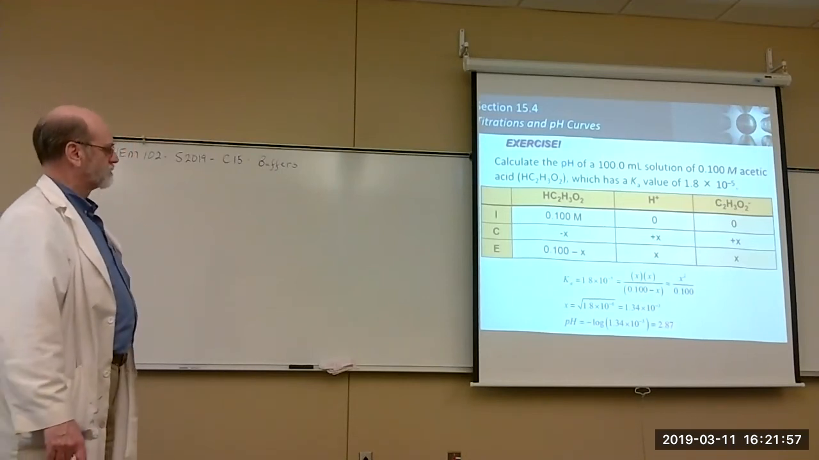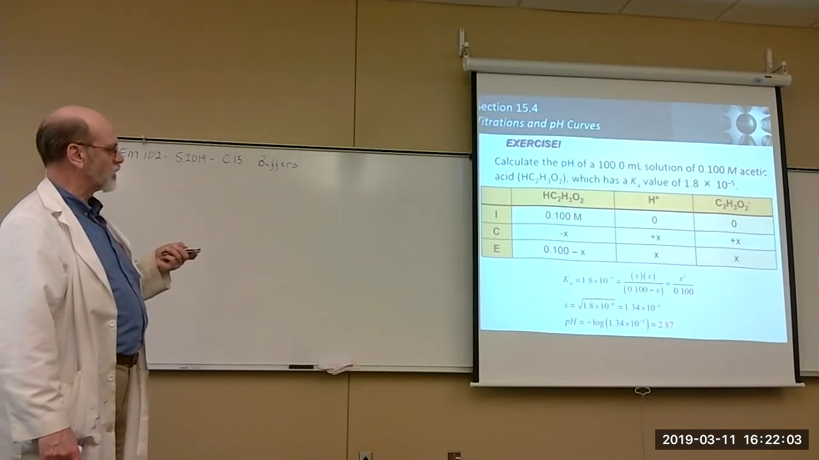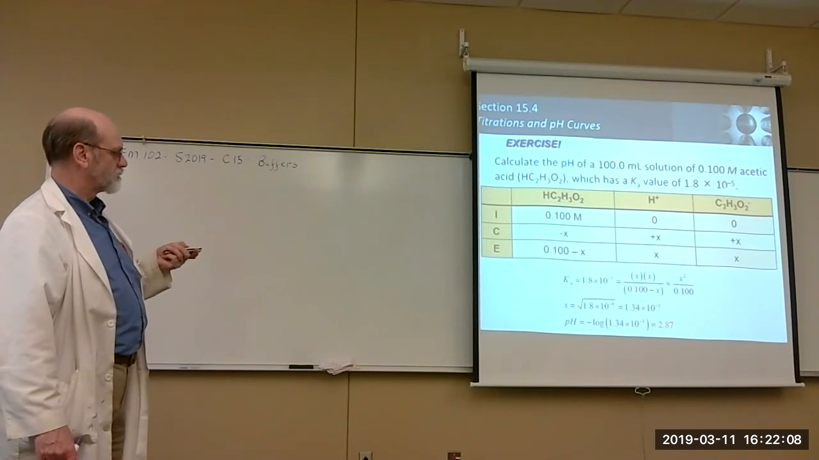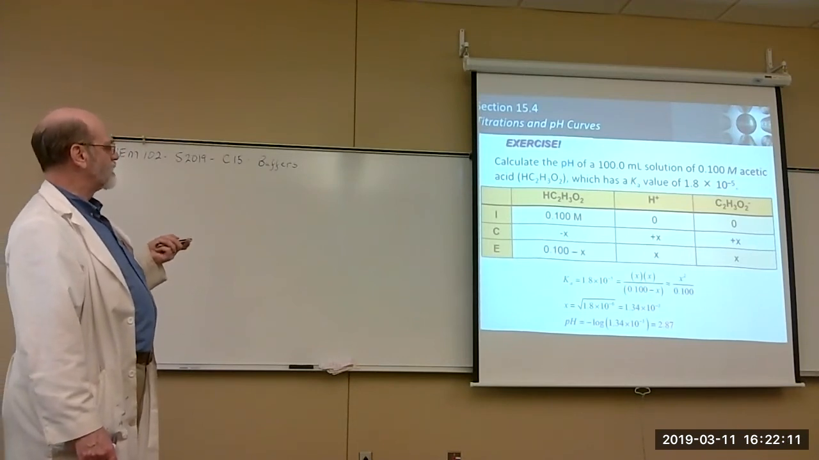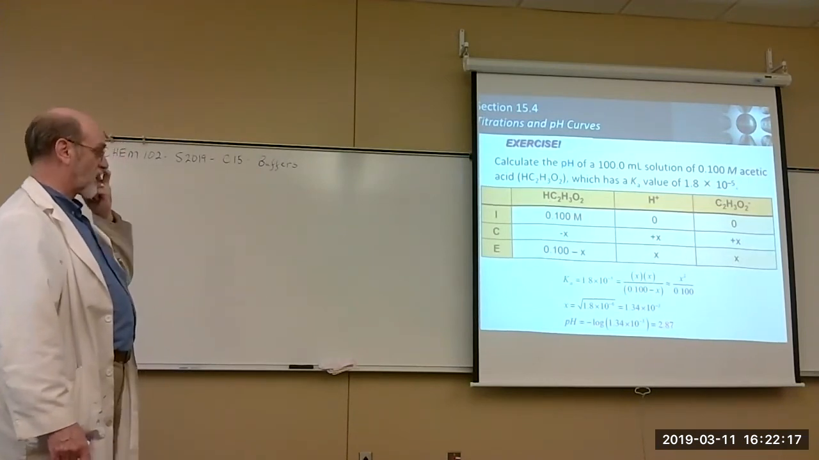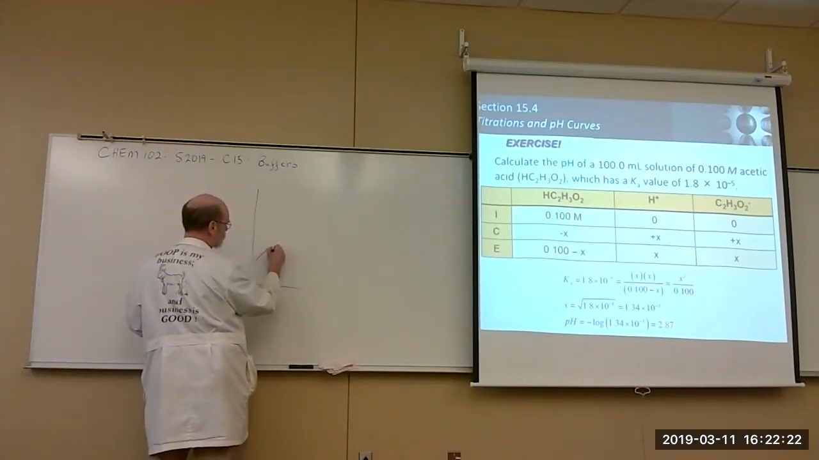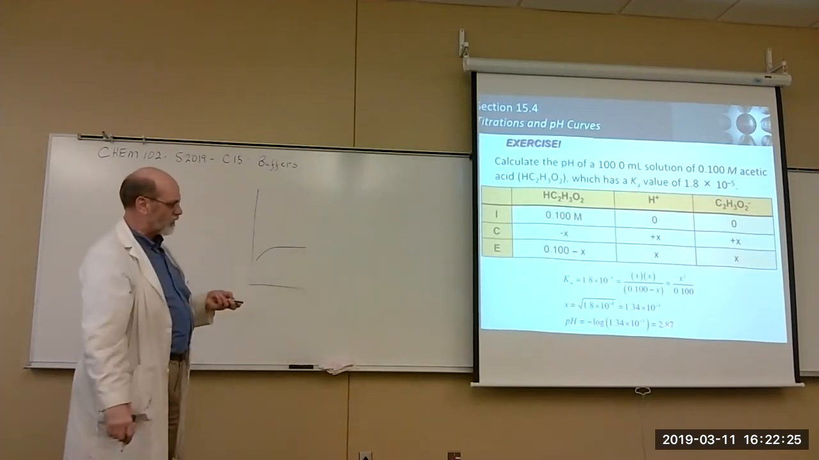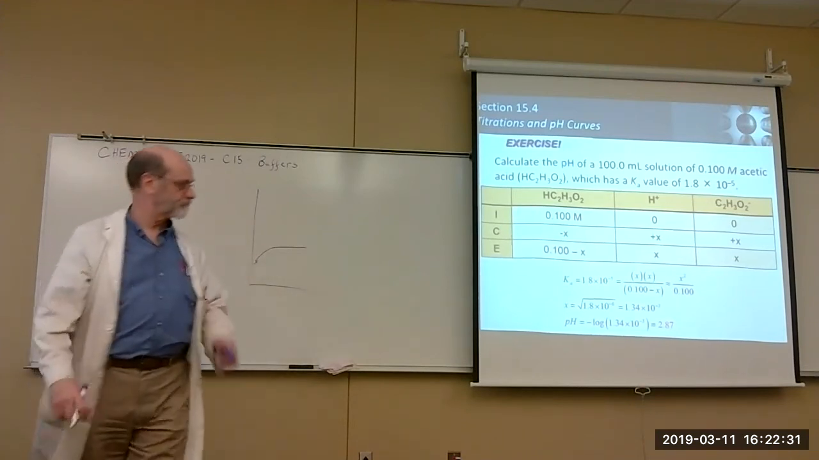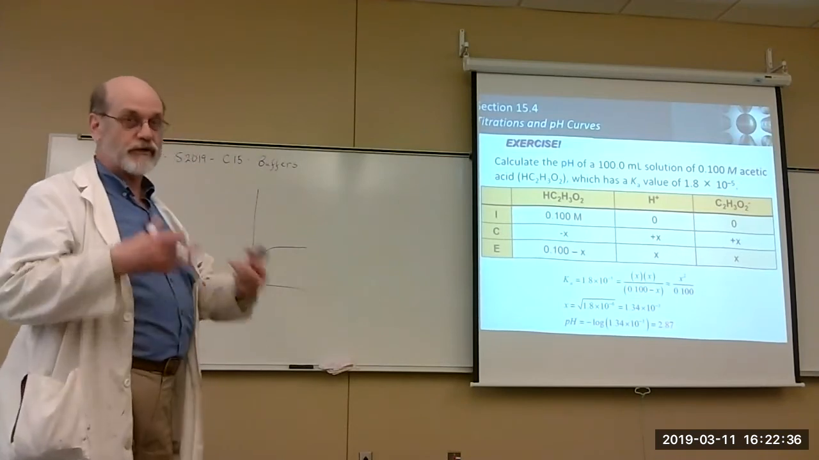So here's another situation. So say we start off with a 100 ml solution of 0.1 molar of acetic acid. There. And we want to know the pH. Okay, so remember my drawing earlier, right, where I went like this? That would be our starting pH right here. Right? So, since this is not a buffer, we can't use Henderson-Hasselbalch, we have to use equilibrium.